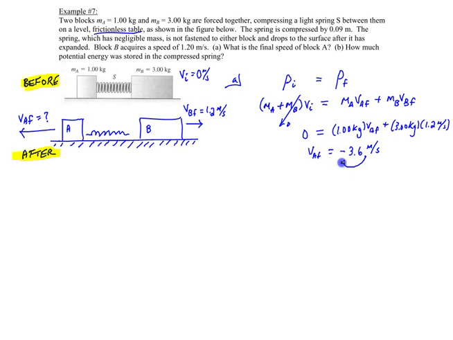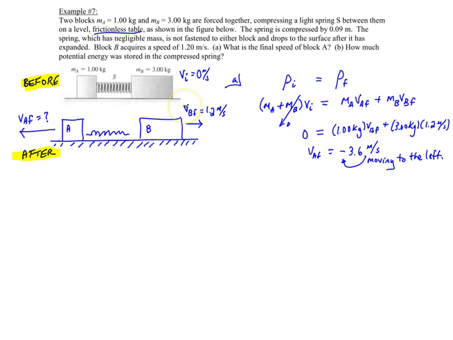And hopefully you'll realize that negative is because it's moving to the left. And that's why we have a negative. And that's got to cancel out with that one. Okay, so that's part A. Part B is how much potential energy was stored in this spring initially.